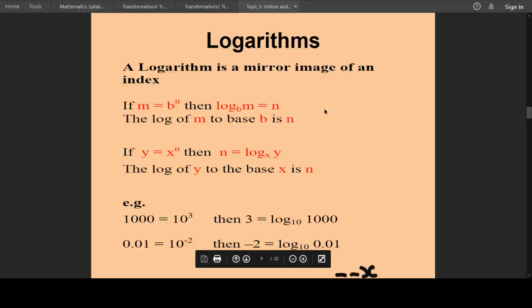Okay, so we are done with indices. The next chapter is about logarithms. The next subtopic is logarithms. So we are going to take a break and then we'll come back for the logarithm video.